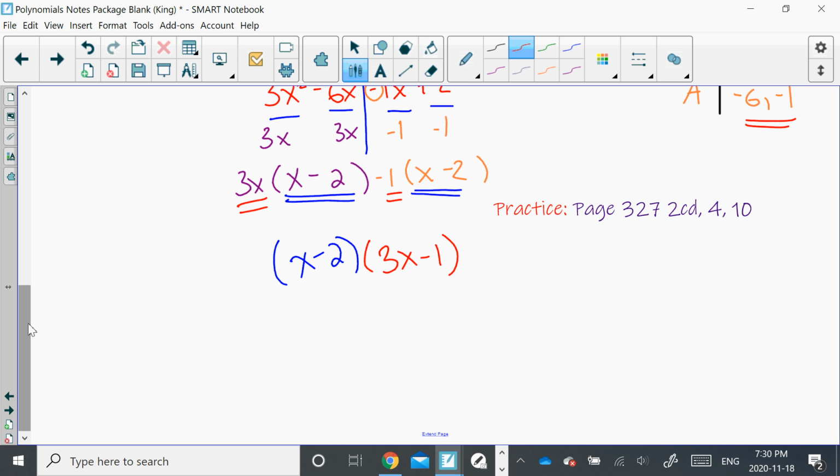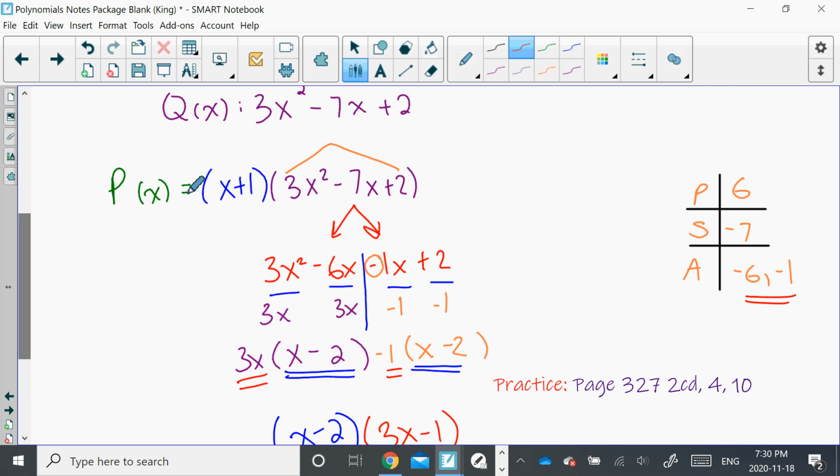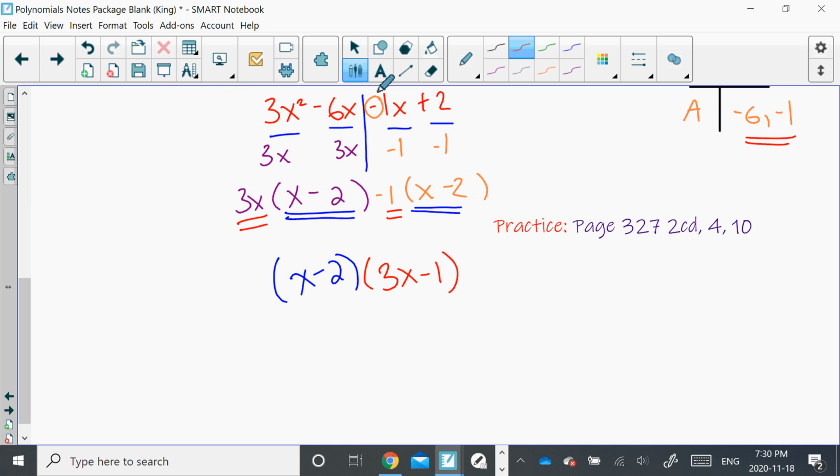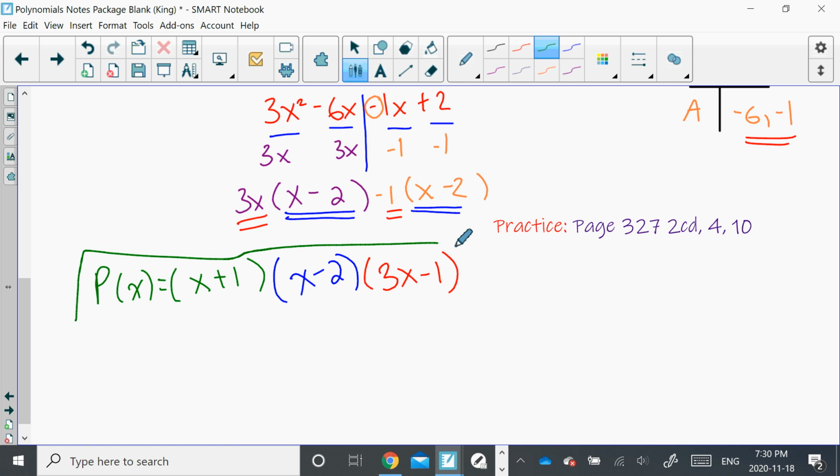Then we know that my polynomial also had this factor, x plus 1. So let's write down that factor. And this is your polynomial completely factored. So they want it in factored form. So we must say p of x is equal to, and this would be your answer in factored form.